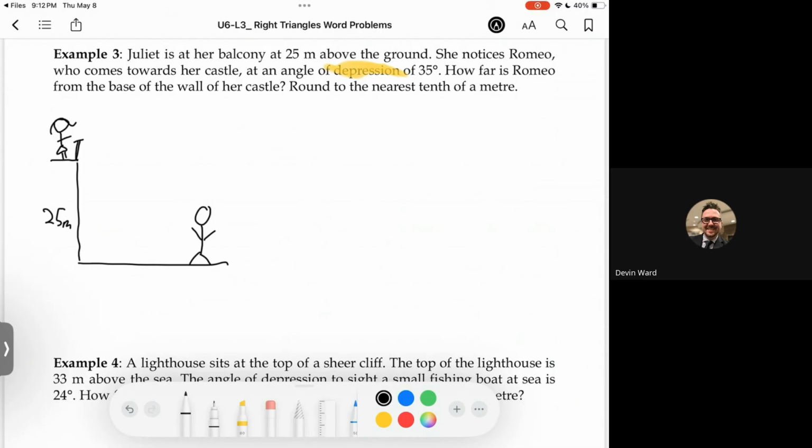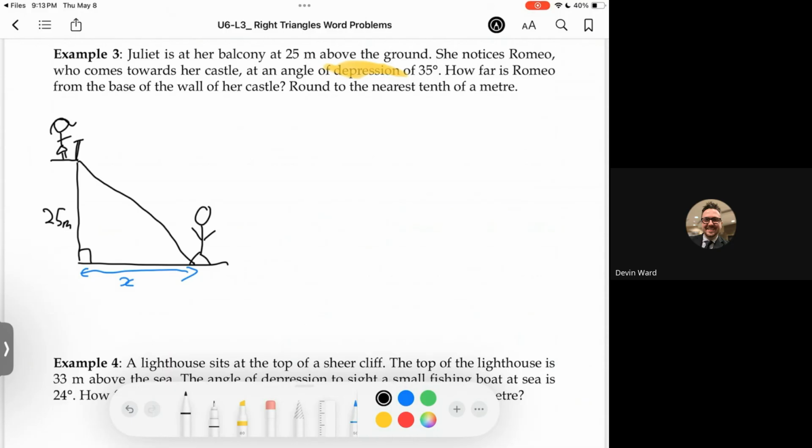And we're looking from the top of her castle down to Romeo here on the ground. Okay, so we're not looking for Romeo himself. We're just looking for how far is Romeo from the base of the wall, which would be on the ground from here to here. So that's going to be my unknown. From here to here, I can just call that X. And hopefully Juliet's architect, who made her castle, was good and made a 90-degree angle here.